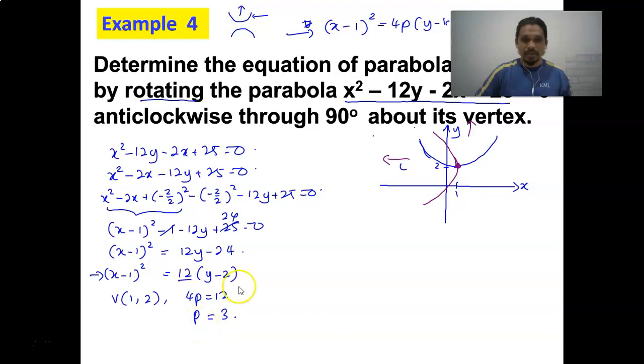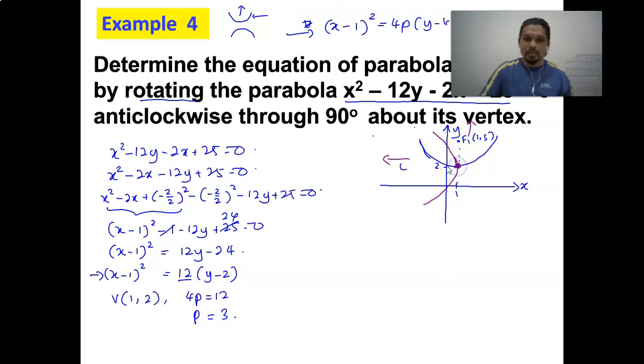This also gives us the coordinate of the focus. From y equals 2, it moved 3 units above, so the focus of the first parabola is (1, 5). And 3 units downward is y equals -1, the directrix line. Now from this parabola, it turned to this one with p equals 3. From 1, it moved 3 units to the left, whereas just now it moved 3 units above.